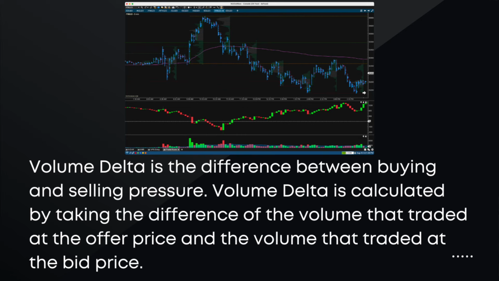Third on the list is volume delta. Volume delta measures the difference between buying and selling pressure. It's calculated by taking the difference of the volume that traded at the offer price and the volume that traded at the bid price. Cumulative volume delta simply plots the delta values for each interval on a graph. Delta allows you to gauge the strength of a move by analyzing the aggression of buyers and sellers by their use of market orders. Delta is a critical tool I use as a scalper, but I believe it can be beneficial even to long-term traders.